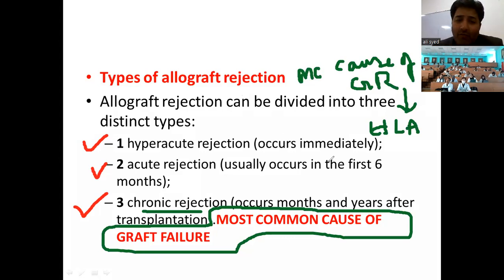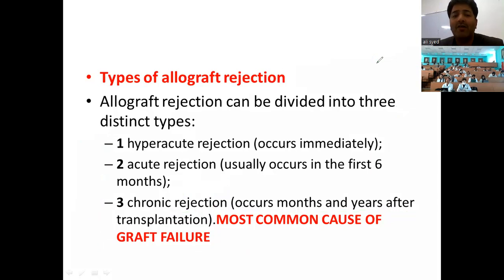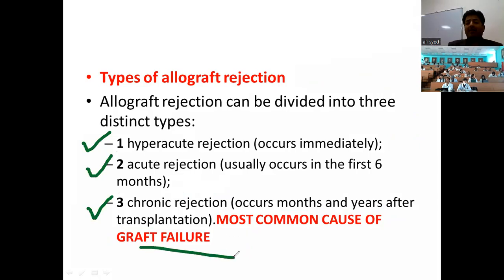Okay, but if I ask you what is the most common cause of graft failure, then your answer will be chronic rejection. So 3 rejections you must remember. Number 1, hyperacute. Number 2 is acute. Number 3 is chronic. Which is the most common cause of graft failure? Your answer will be chronic rejection. It's not hyperacute. It's not acute. It is chronic rejection. Okay.